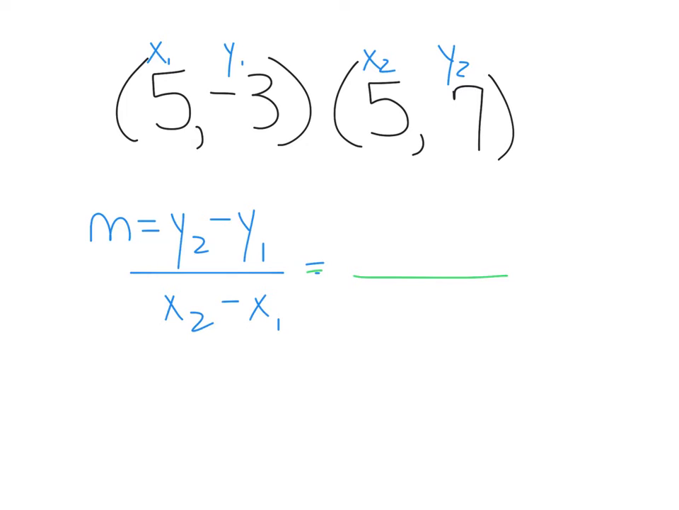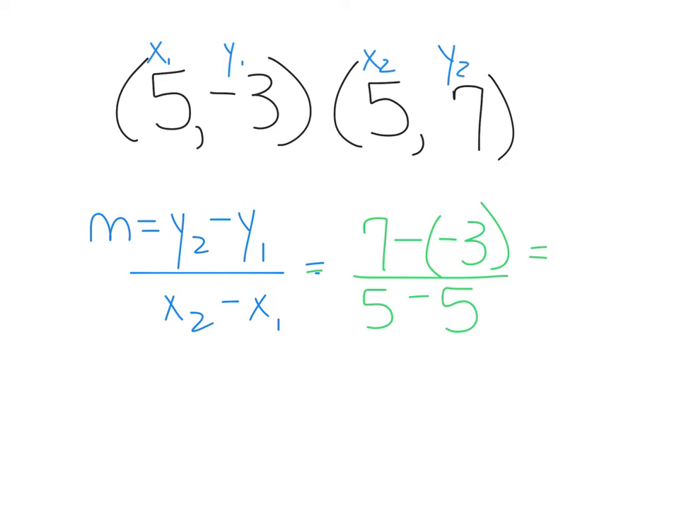So what we're going to do again is substitute. So where do we start? I'm going to give you a minute. Where do you start? Right. You start right here at 7 because that's your y2. So this is 7 minus whatever y1 is, which is -3. Okay? And then 5 minus whatever x1 is, which is 5.